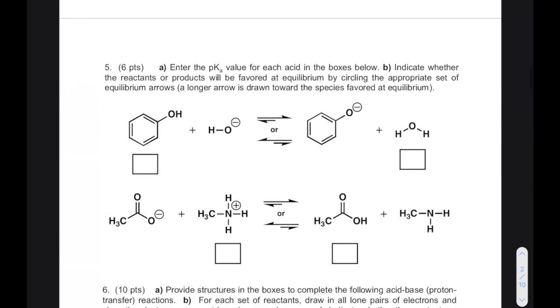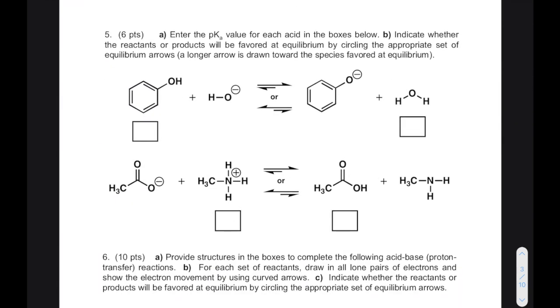Question 5, enter the pKa value for each acid in the boxes below. And part B says indicate whether the reactants or products will be favored at equilibrium by circling the appropriate set of equilibrium arrows. This is a really good problem. It's really general. I've seen this on exams from many universities. And it does involve the sort of memorized knowledge of pKa's, but I've also seen in a lot of cases, without knowing the pKa, still being able to predict where the equilibrium will lie, knowing a little bit of understanding about how acids are stabilized or how certain molecules are made more acidic than other molecules. So there's 2 parts to this problem.